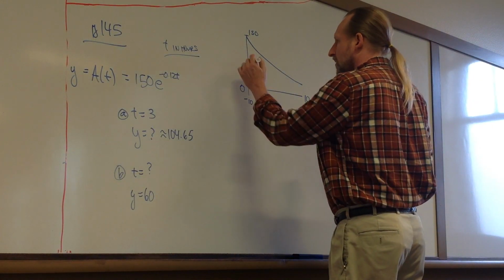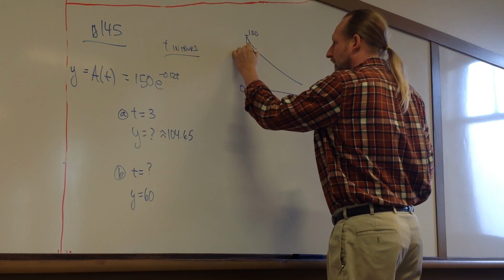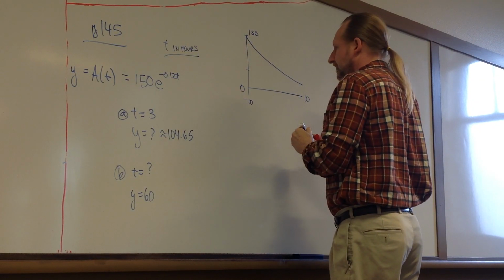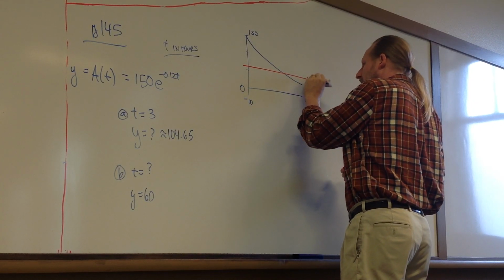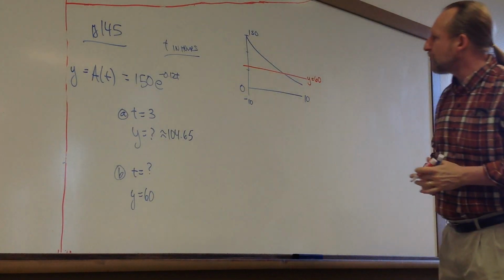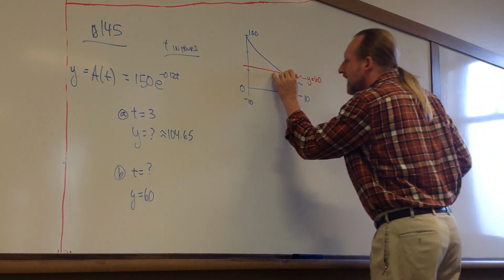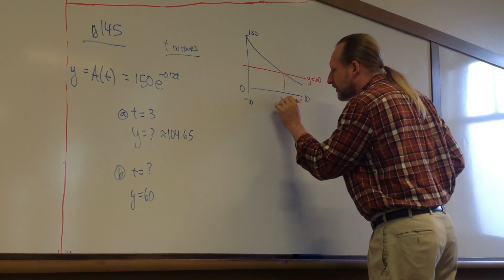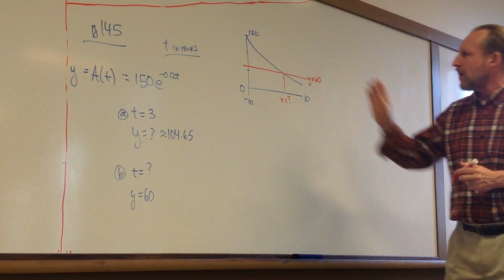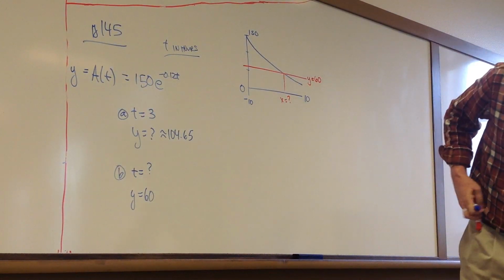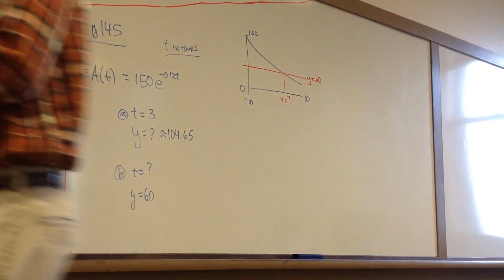So that's 100, that's probably 50. So 60 looks to be about right here. If we graph that line at y equals 60, then we can find the intersection point and find out what's the x value when y is equal to 60. So let's take a look at that on the graphing calculator.